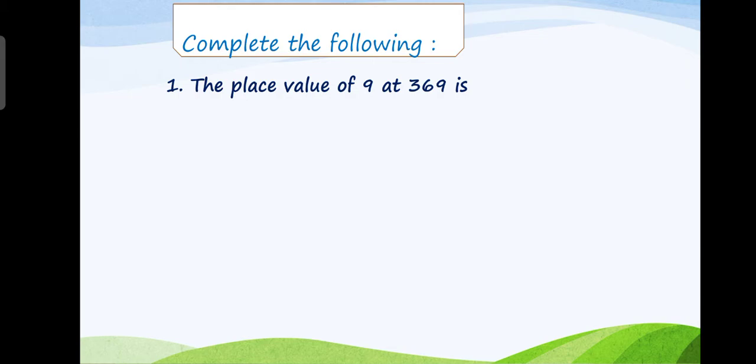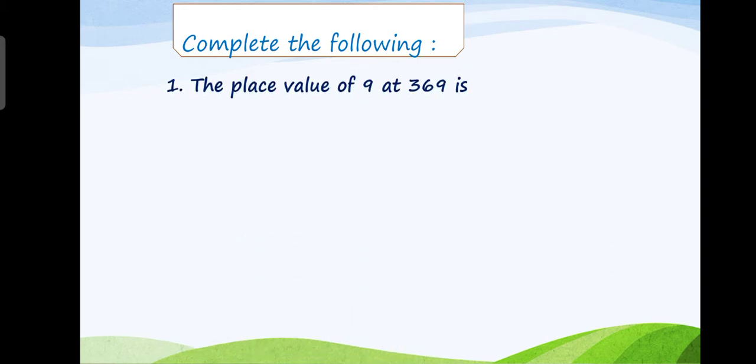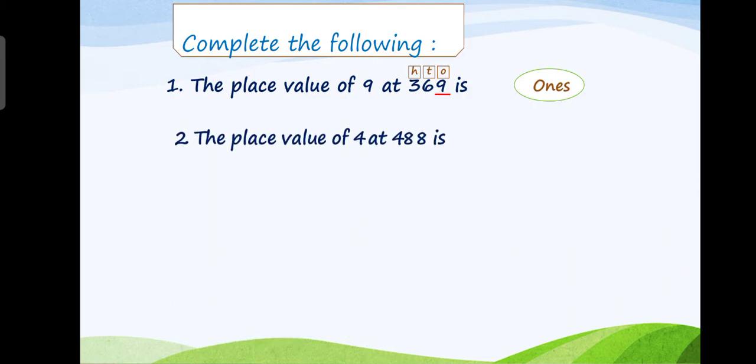Complete the following. The place value of 9 at 369 is... I will put the places: ones, tens, hundreds. 9 is in which place? In ones, right? Number 2, the place value of 4 at 488. 4 is in which place? Ones, tens, hundreds? In hundreds. 4 is in the hundreds place.